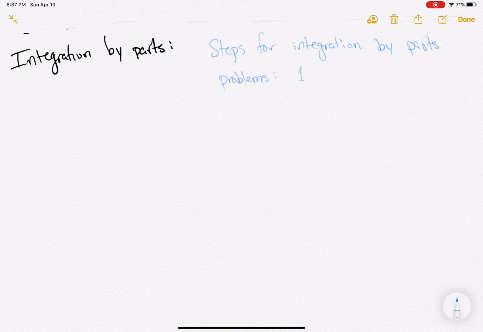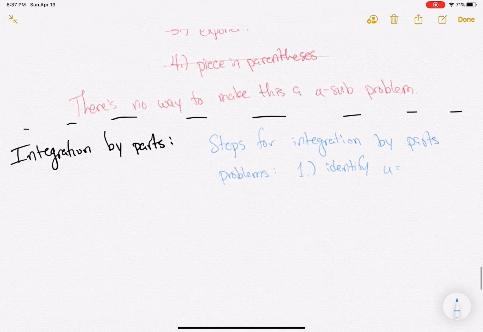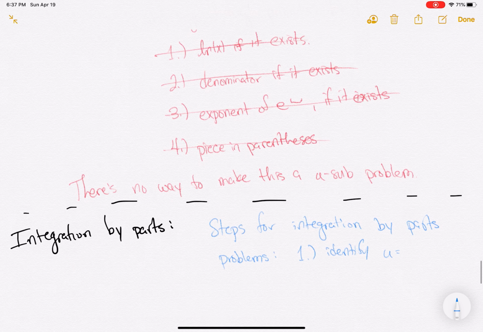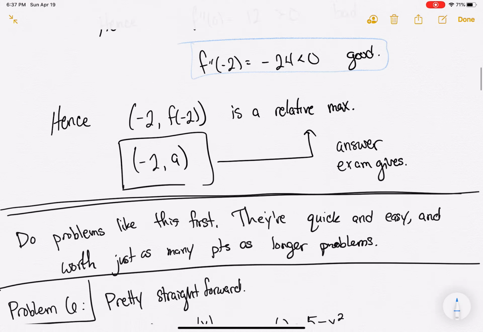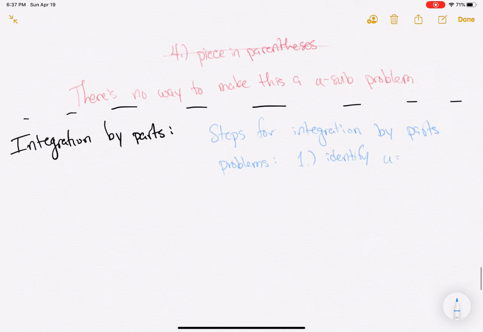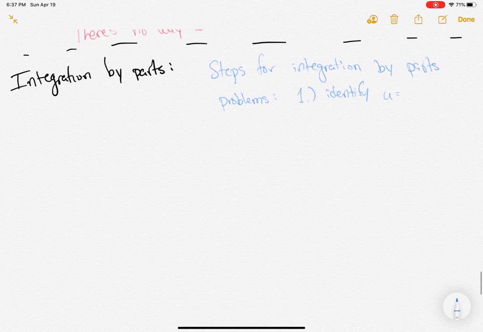Step 1 is identify u equals, and then we had priorities here. And the priorities for u with integration by parts also aren't going to apply for the same reasons. I can just jump to the top here. They're not going to apply for the same reasons.